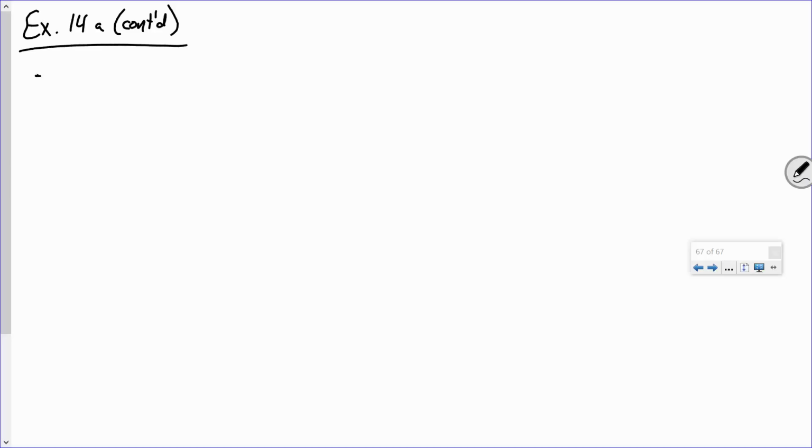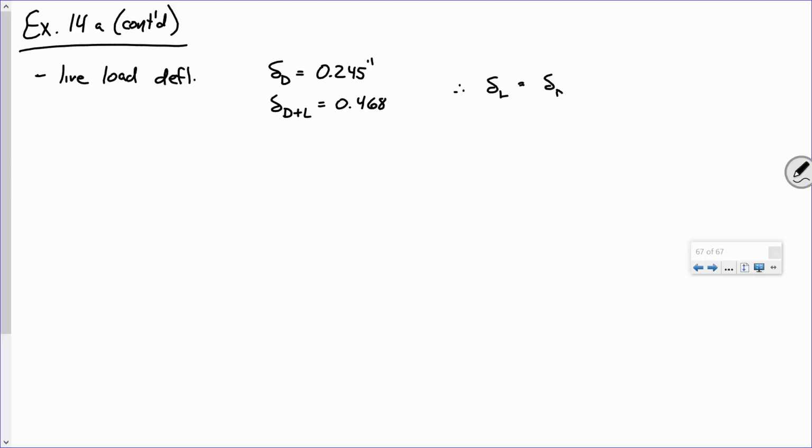So, for live load deflection, it's pretty straightforward. The deflection due to the dead load was 0.245, and the deflection due to the dead load plus the live load was 0.468. So how do we compute the live load deflection? We take the difference. And what is the live load deflection in this case?